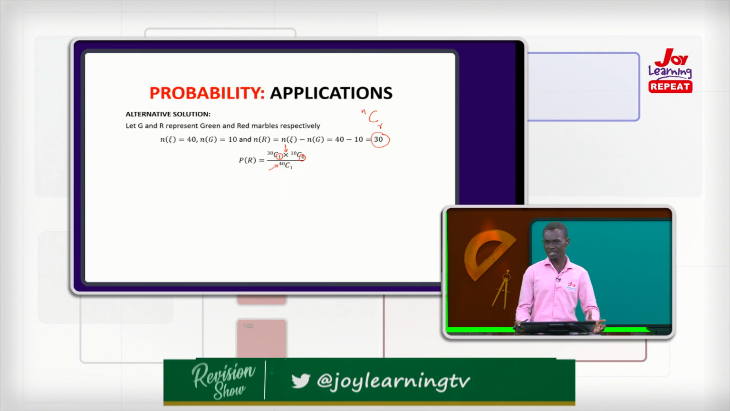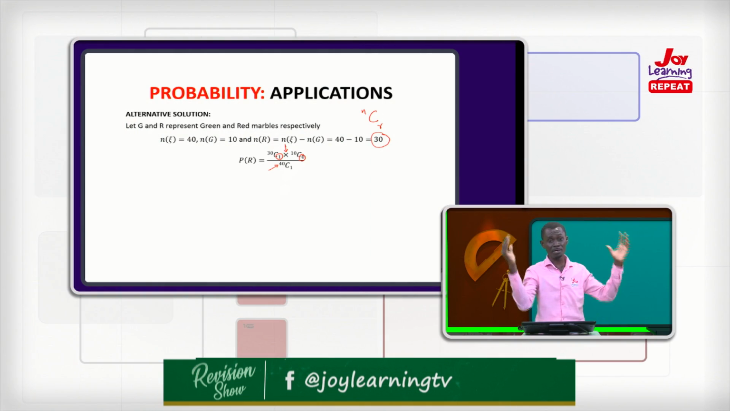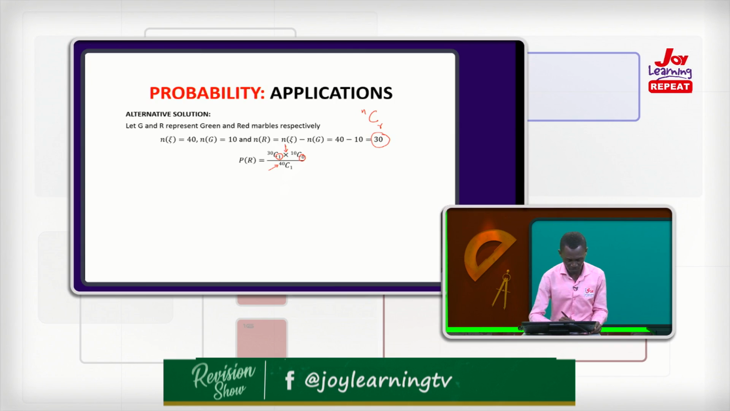So, did you notice that? 30 red marbles, I'm picking only one of it. So, 30 combination one. Multiplied by 10 green marbles, but I'm not picking any. I don't want any. So, zero. So, 10 combination zero. All of that divided by the total number of marbles in the bag, 40. And how many of them do I want? One. Remember, combination is picking without order in mind. What do I have?